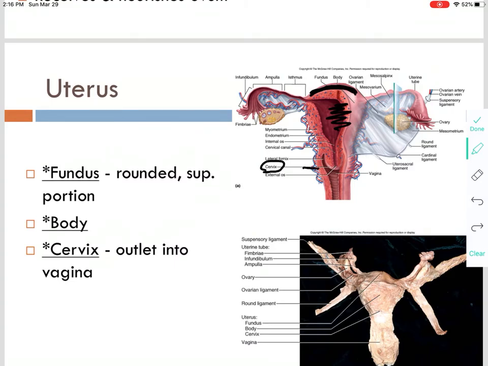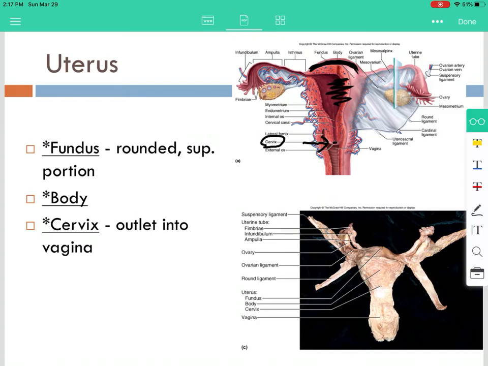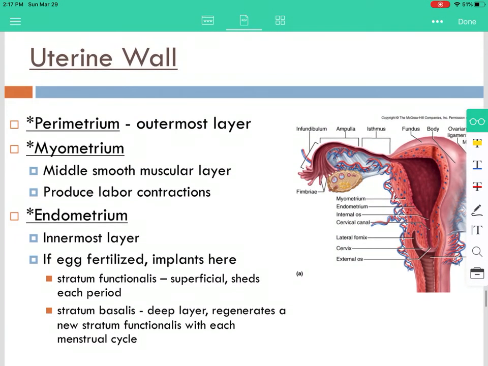The most distal portion of the uterus is the cervix, and the cervix is basically where the uterus meets the vagina. If a pregnant woman is in labor and they're talking about the cervix dilating, this opening has to get bigger because they're about to push a baby out. And there's a real human cadaver uterus down below.